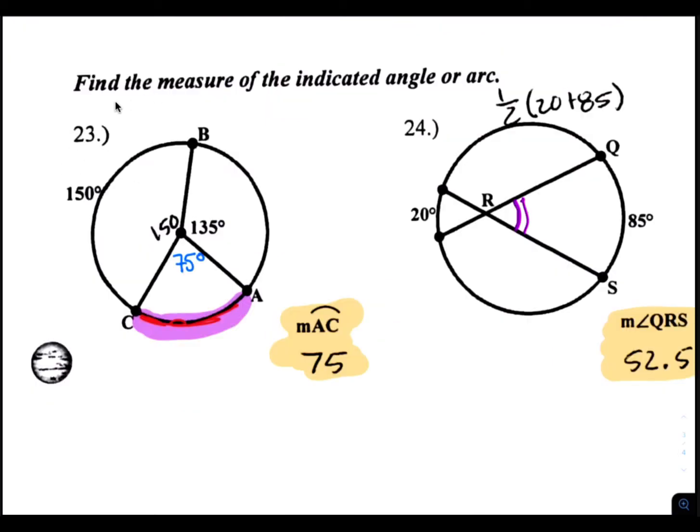All right, for 23, we want to find the measure of the indicated angle or arc. Here we're trying to find the measure of arc AC. Well, arc AC is the same as the central angle here, and we can discover that the central angle has to be 75, because that is the difference between 135, 150, and 360. So that central angle is 75, therefore arc AC is also 75.